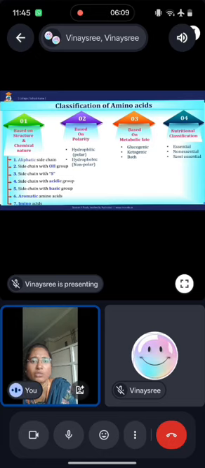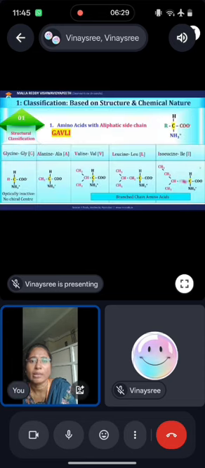And coming to the fourth one, nutritional classification, which are essential, non-essential, semi-essential. What are all the amino acids essential for our body, which are not essential for our body, and some of the semi-essential amino acids also will be present. These are the four types of classification of amino acids. Coming to the next slide.